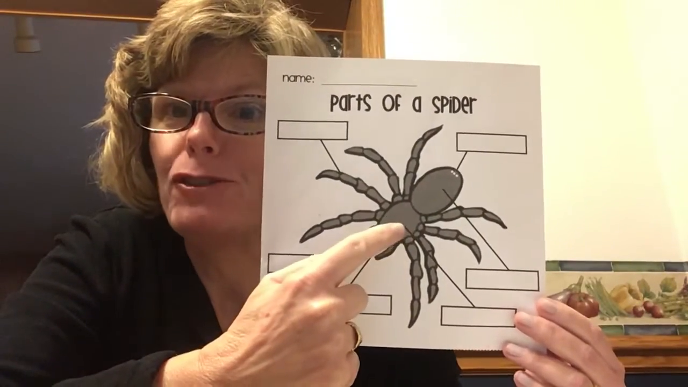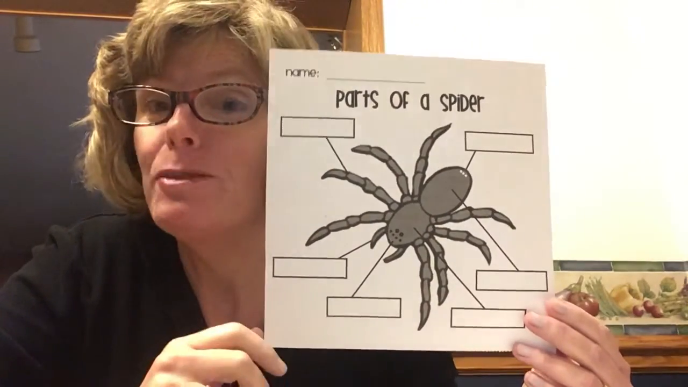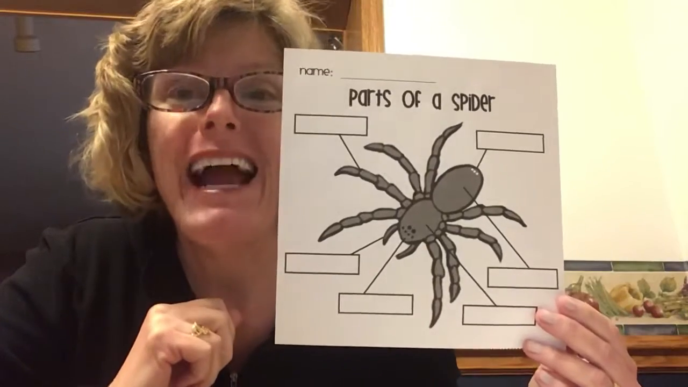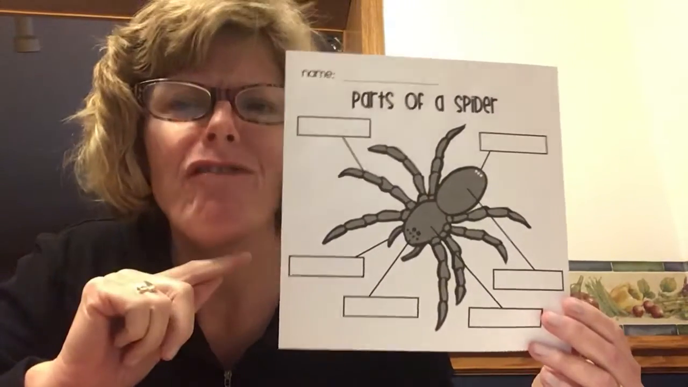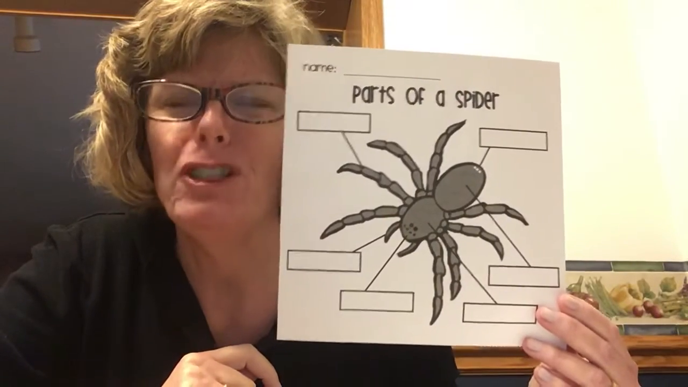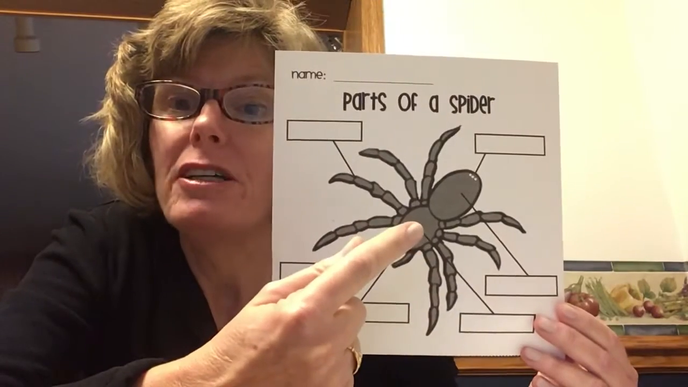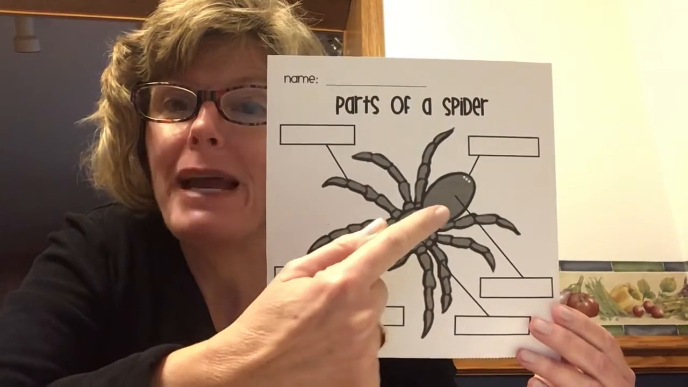The spider has two main parts. Remember that we talked about yesterday, a spider is called an arachnid. It's part of the arachnid family, and the spider is one of the members of that family. Did you remember that word? That was a big one, wasn't it? So our spider has two main parts.